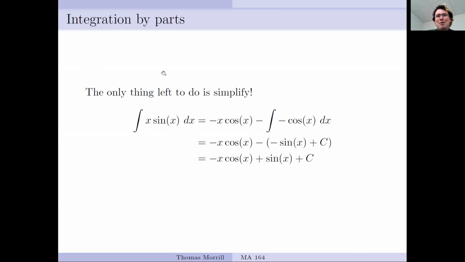So the answer for this integral is that the integral is equal to minus x times the cosine of x plus the sine of x plus c. And I am done.